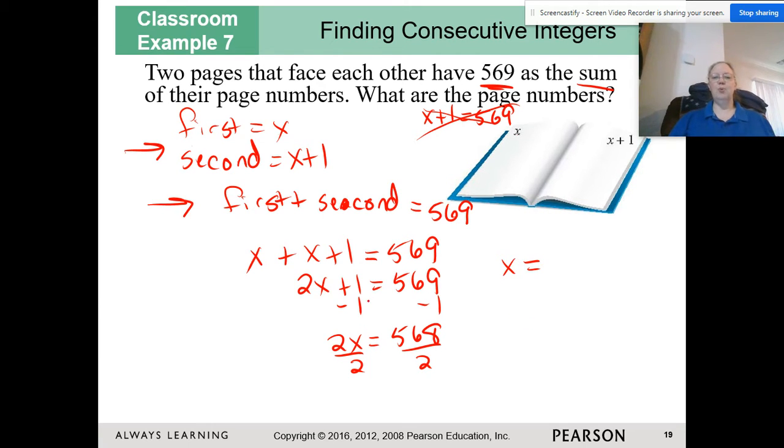All right, so we're going to subtract 1 and divide by 2, and that will give us, I don't know what, 2, 8, 4? Let me double check that. What do we got? 568. 568 divided by 2, 284. Okay, so my first one is 284, and then my next page is going to be 285.